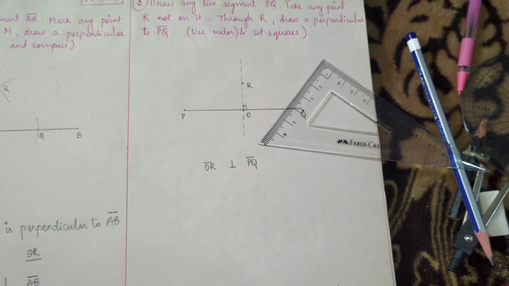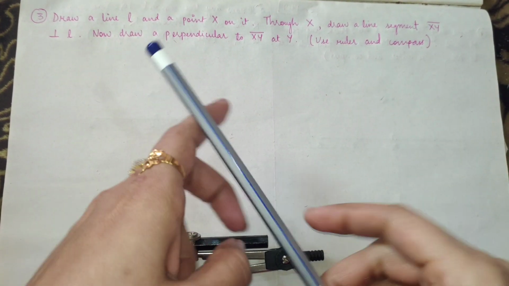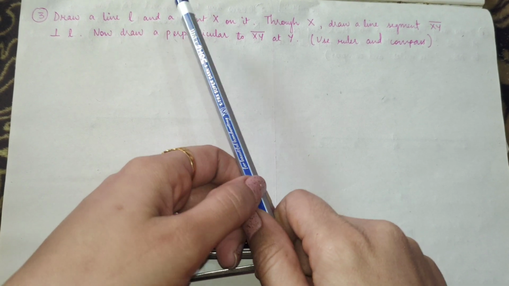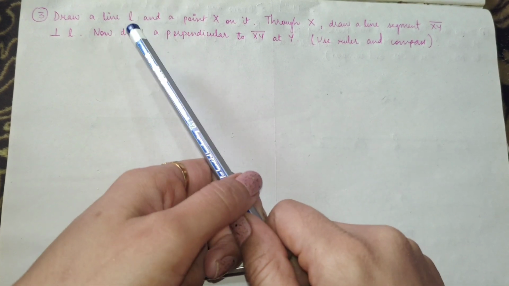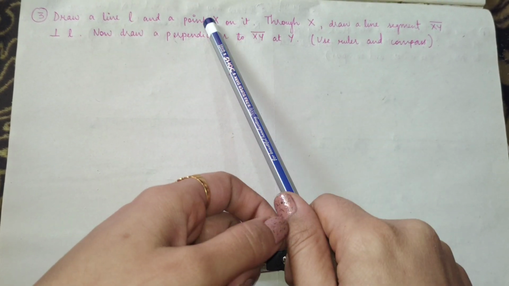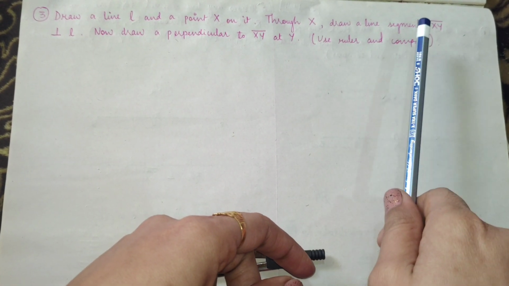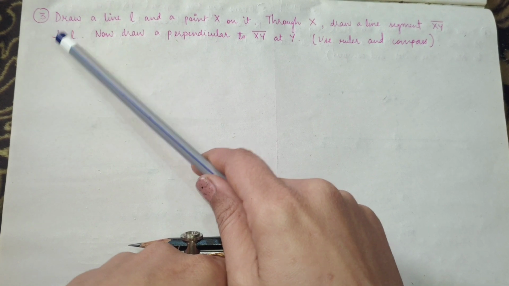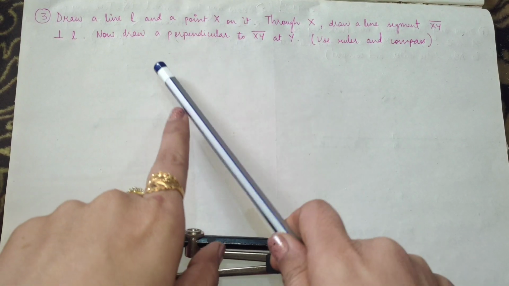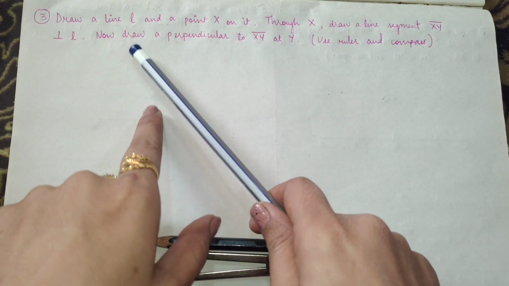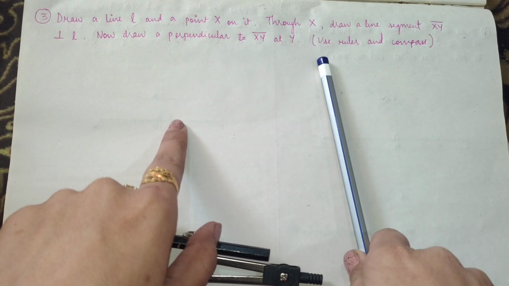Let's move on to question 3 now. Let's see what question 3 says. Draw a line L and a point X on it. Now instead of drawing a line segment, they have asked you to draw a line L, and point X will be on the line. Then through X, draw a line segment XY perpendicular to L. This is the sign for perpendicular. I've told you in the previous question. That's the first part you are supposed to do. In the second part, draw a perpendicular to XY at Y.